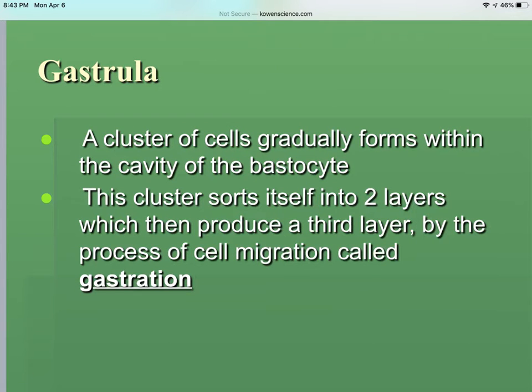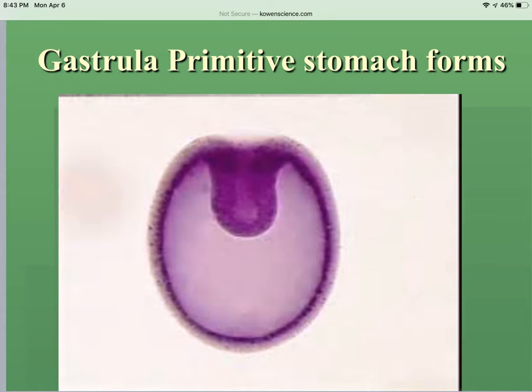Next is the gastrula stage. The cluster of cells that gradually form within the cavity of the blastocyst will then start to sort themselves into 2 layers. These will then produce a 3rd layer by a process called cell migration, and this is the gastrulation stage. Here we have a diagram of the gastrula stage, and the first structure that's formed is the stomach. It's a primitive stomach, but it is the first organ that is formed.